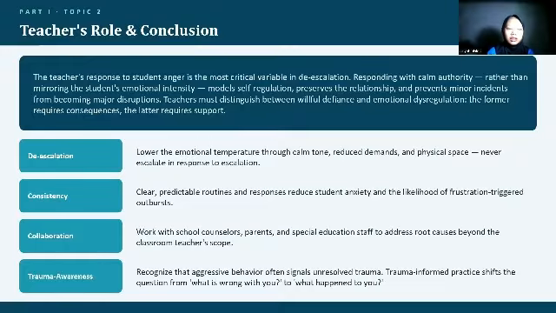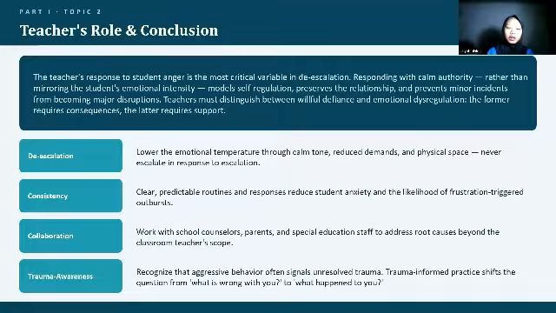De-escalation: lower the emotional temperature through calm tone, reduced demand, and physical space. Never escalate in response to escalation.